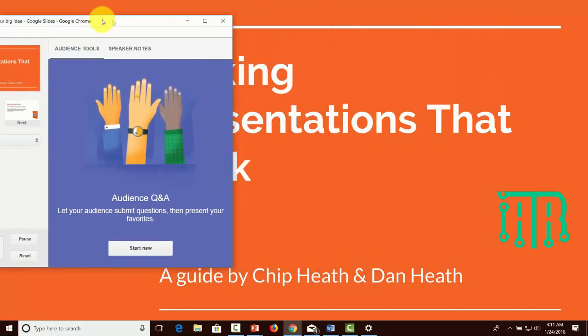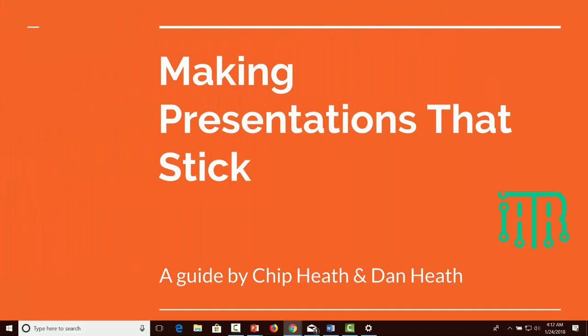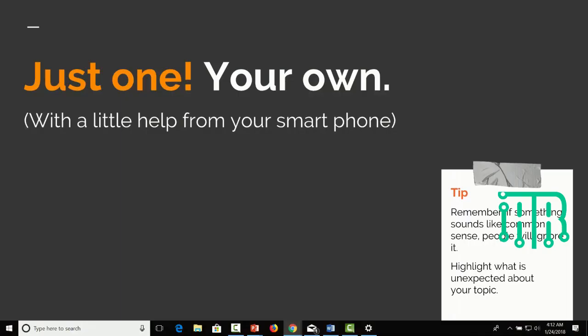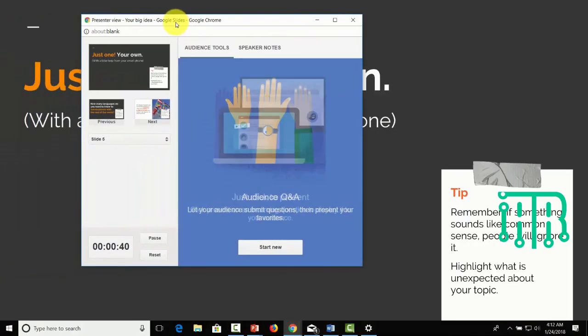So for example, if I pull this screen off where you can't see it, I can then go to the next slide by clicking this screen. And I can bring it back in that very same way.